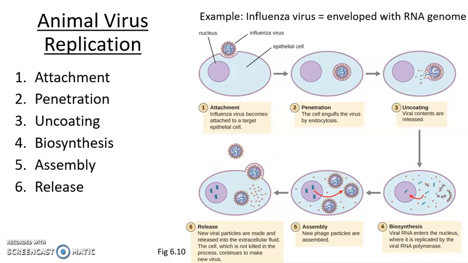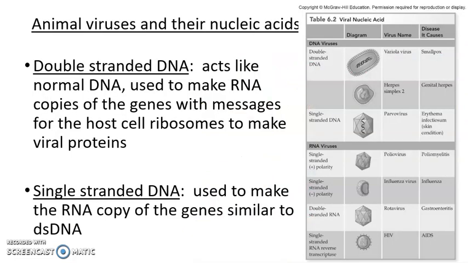The last thing I want to mention here is that when we look at our animal viruses that are out there, and also our bacteriophages, they can use a variety of different forms of nucleic acids. They can use double-stranded DNA that acts like normal DNA, and they will make their RNA copies of the genomes, or the genes, that'll send messages to the host cell ribosome, which will go ahead and make viral proteins. Single-stranded DNA is similar. It's going to be used to make those RNA copies of the genes.